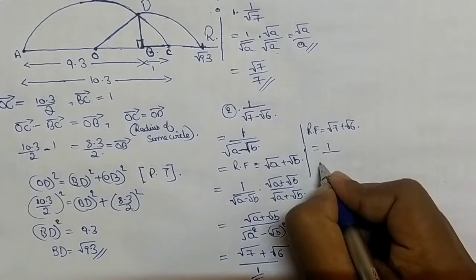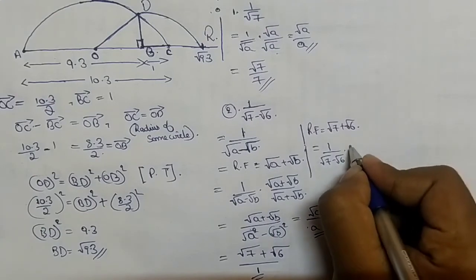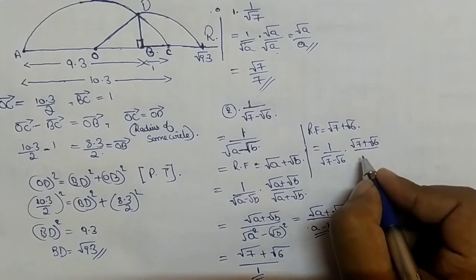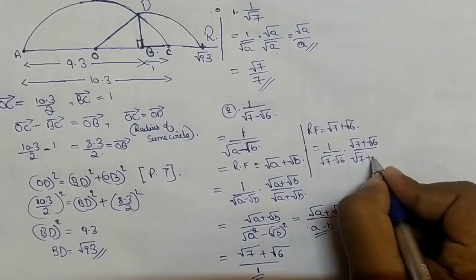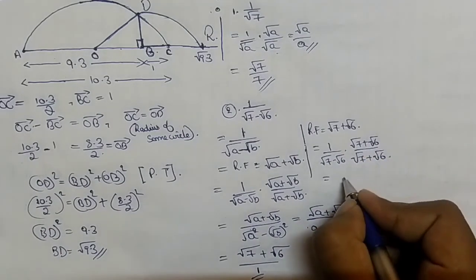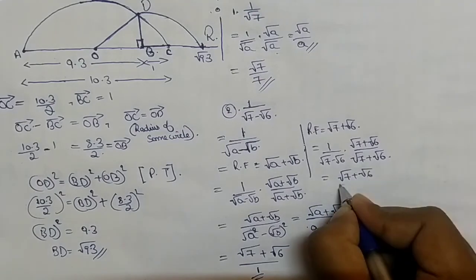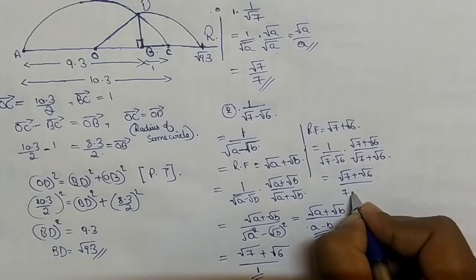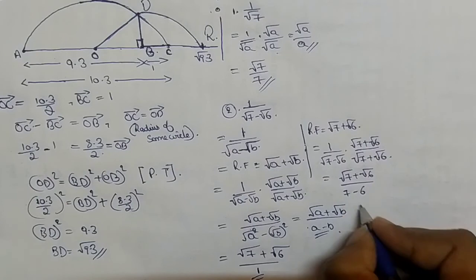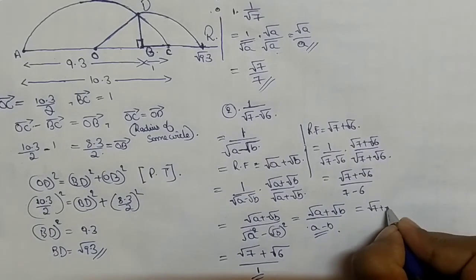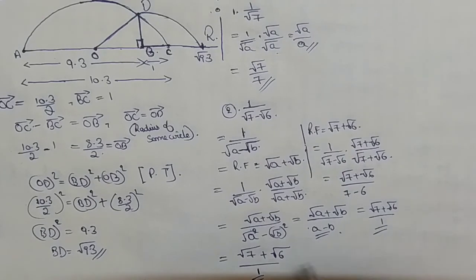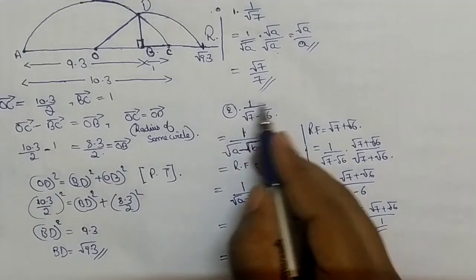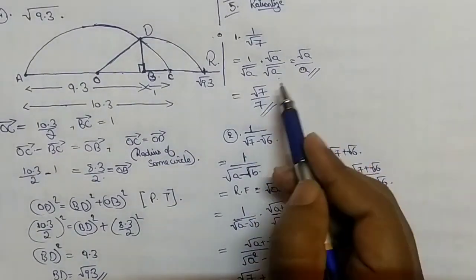This is going to be 1 by root 7 minus root 6 into root 7 plus root 6 divided by root 7 plus root 6. We are multiplying the rationalizing factor to numerator and denominator. What we get? 1 multiplied by this, that is root 7 plus root 6. Here, a minus b into a plus b, that's root 7 square, that's 7, minus root 6 square, that's 6. Same, we got the same answer, root 7 plus root 6 divided by 7 minus 6. Same answer. Just remember this for this question, and remember this for this question.